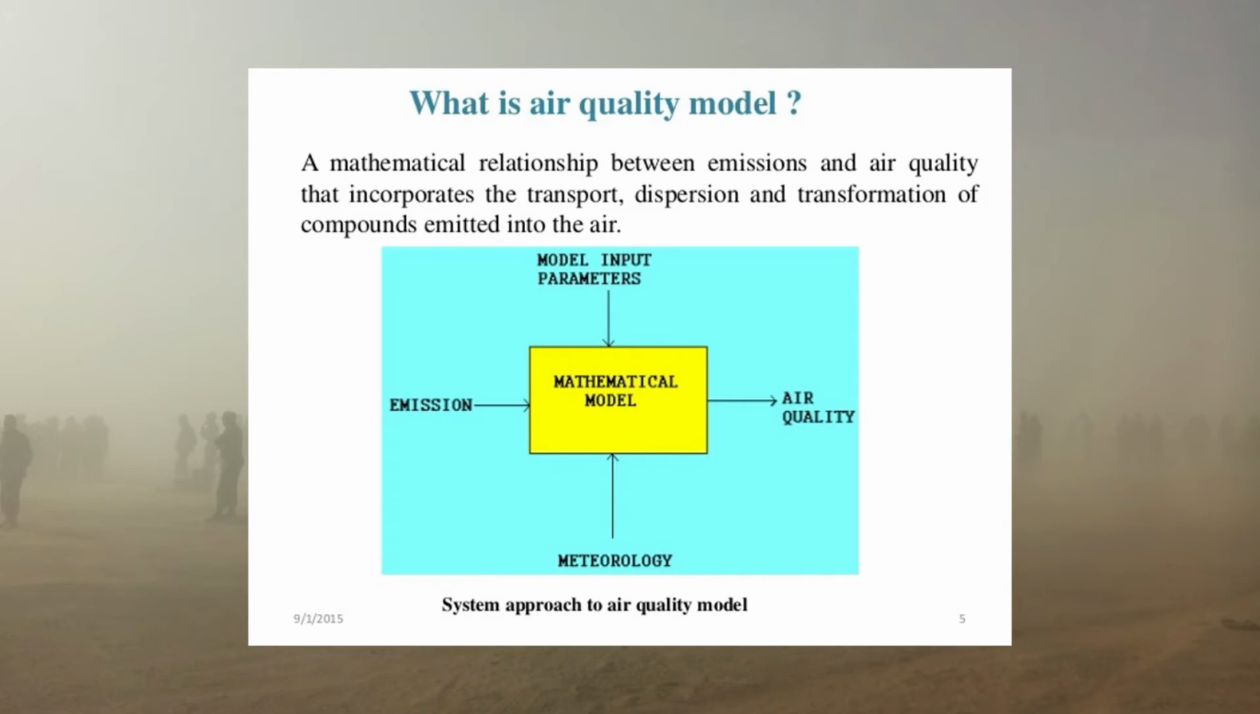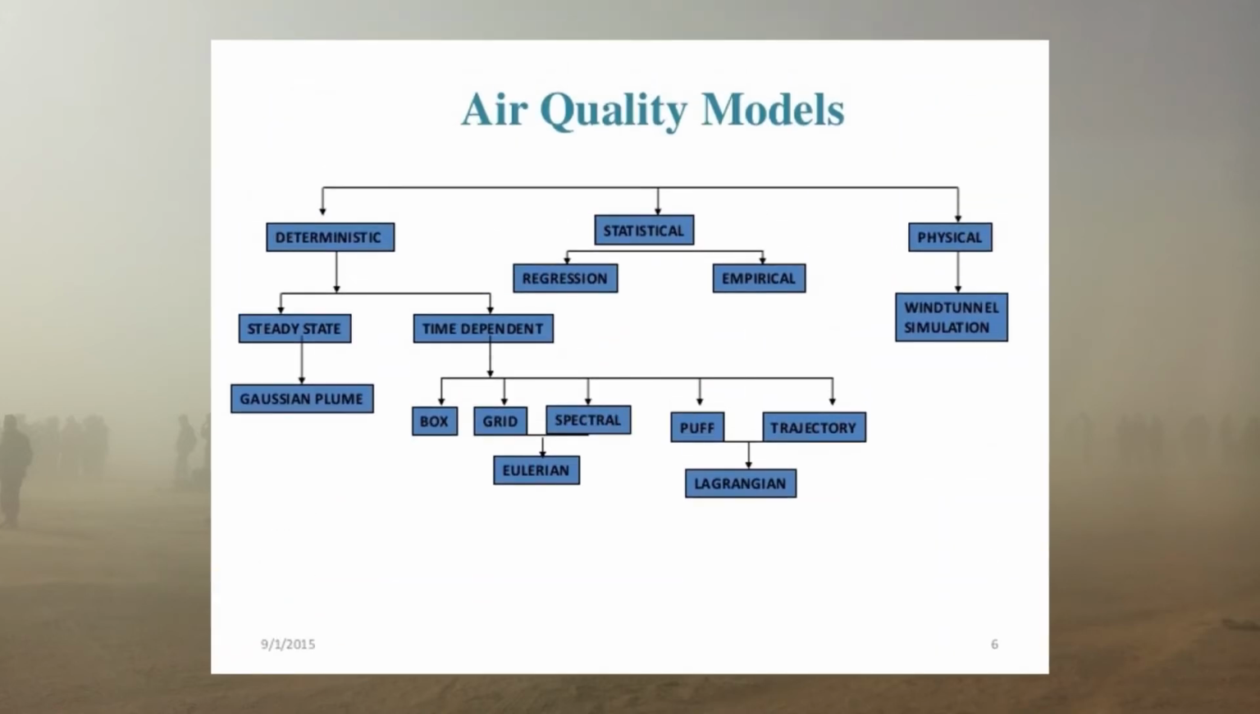So the model is basically a mathematical equation which requires the input parameters like the emission parameters, as I told you earlier, and also sometimes the model parameters like the source profile and the meteorological parameters like wind speed, wind direction, atmospheric stability, dispersion coefficients. These are the parameters given as meteorological inputs, and then the air quality in a given location will be predicted by the model.